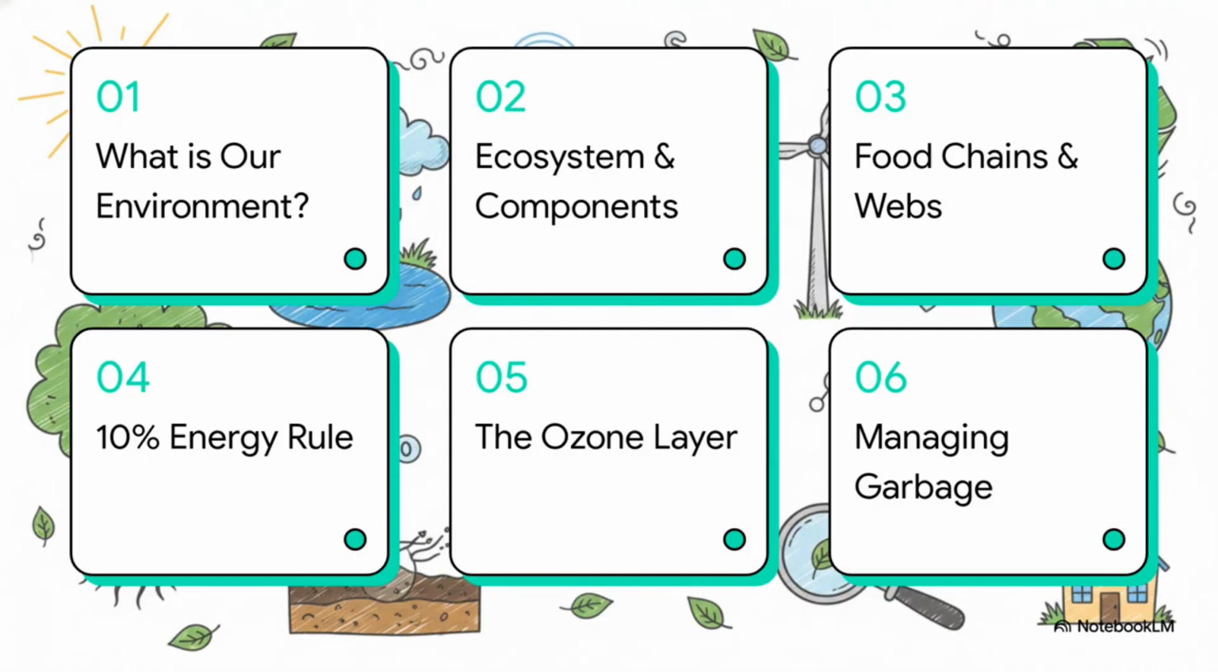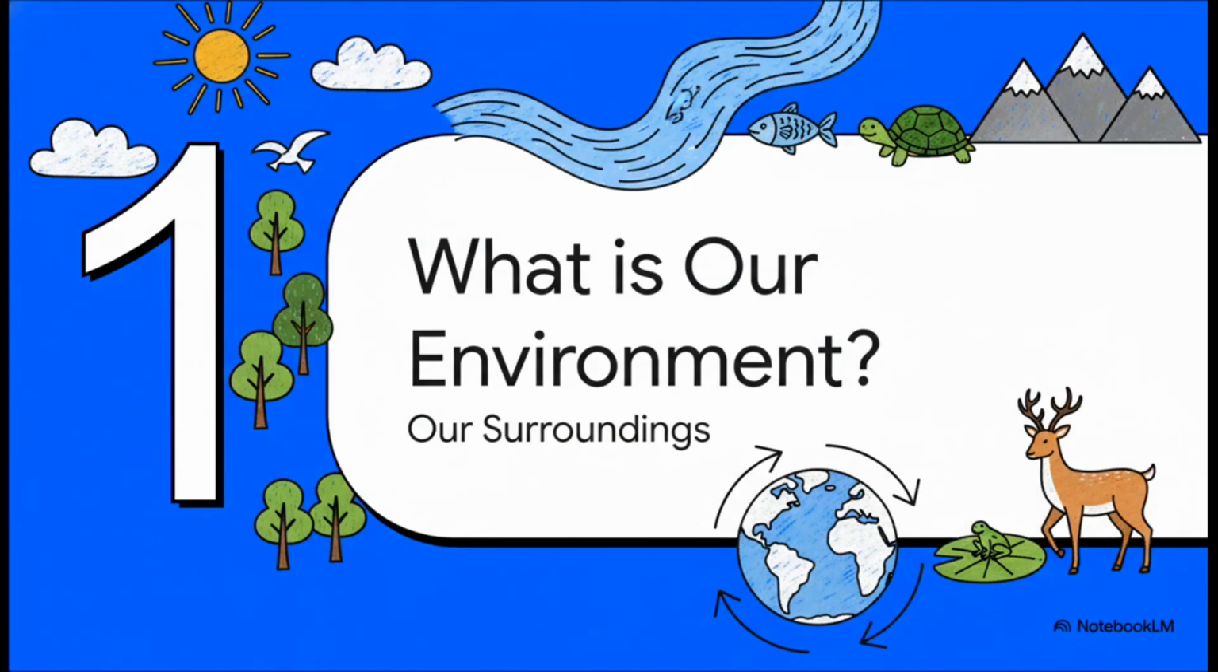First, what is our environment? Then, we'll dive into ecosystems, what they're made of. After that, we'll look at food chains and food webs. Then comes the super important 10% energy rule. We'll also tell you the story of our ozone layer. And finally, we'll talk about something we all deal with, garbage. Ready? Let's begin. All right, first things first, let's get a handle on what the world around us is.